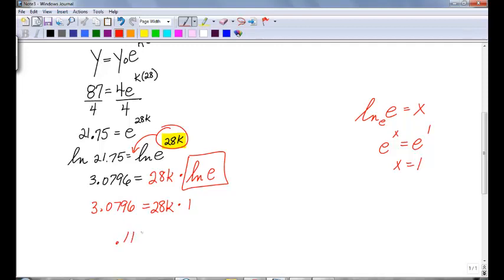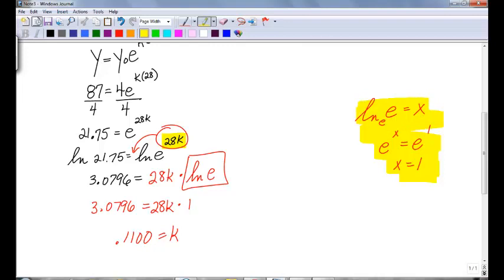You agree with that? And that's your k value. You okay with that? Everybody okay with this part? You're just saying e to what power equals e to the first. It's got to be 1. e to the first equals e to the first.